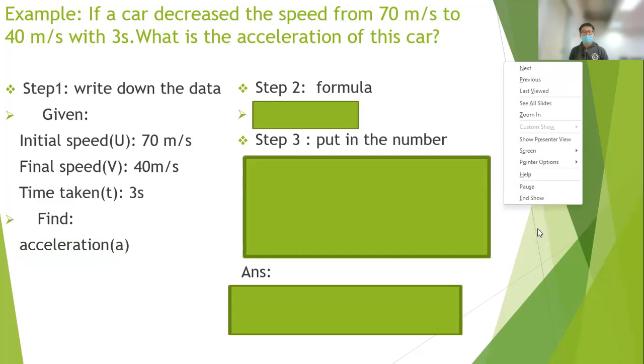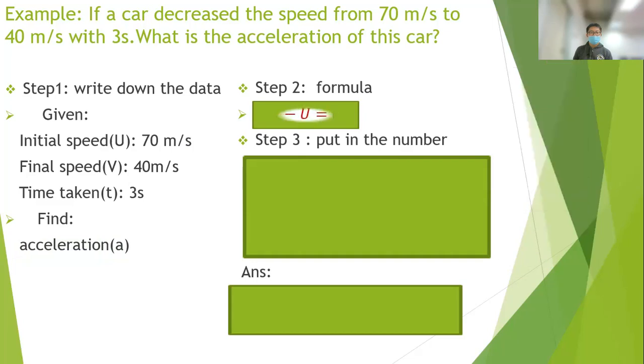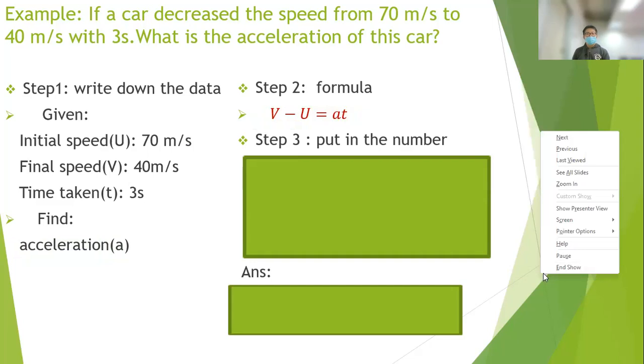The formula, can you all type in the chat? Yes, great job, TJ. V minus U equal to A times T. So what is the answer when you put in the number? Anyone?